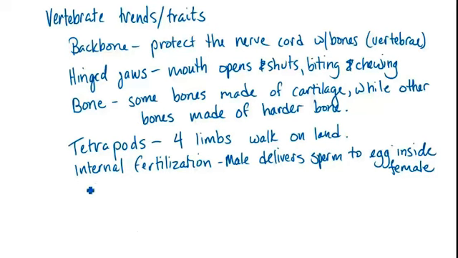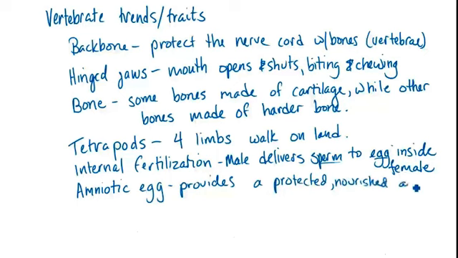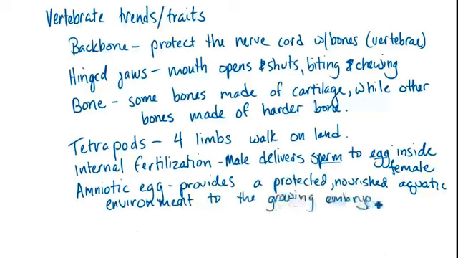Another reproductive adaptation has to do with what happens once that sperm fertilizes the egg and you have a zygote. That zygote, if you're on land, needs to be protected in an aquatic environment. So this is what's called an amniotic egg. An amniotic egg provides a protected and nourished aquatic environment to the growing embryo. So this allows the parent to provide resources for that embryo to grow early in its development, similar to how a parent plant can provide resources to its embryo in a seed.